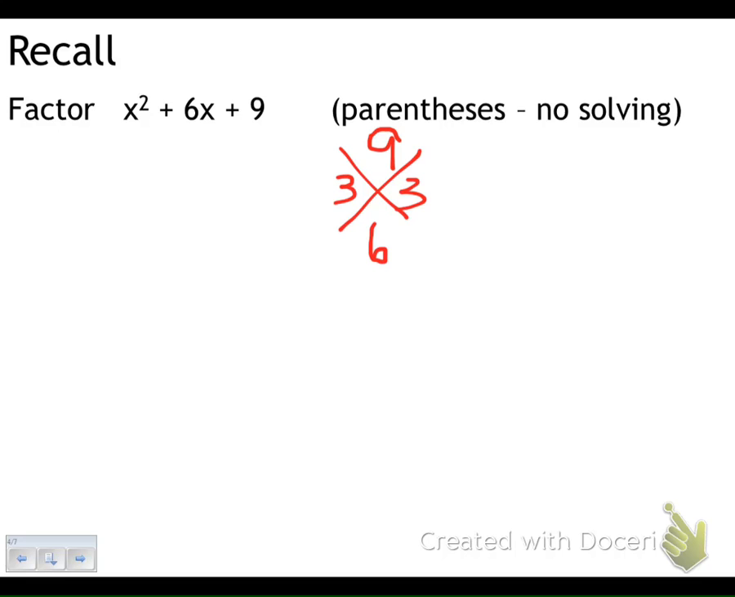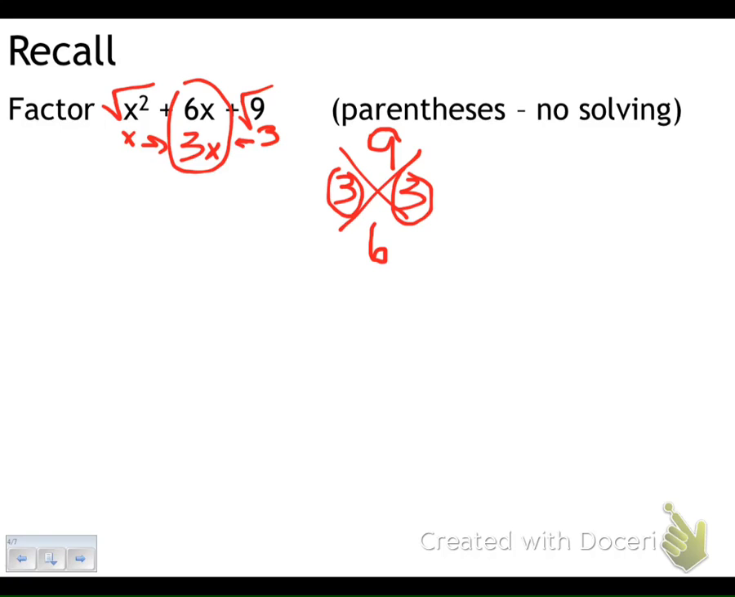Right? Another way you could have found this is by simply understanding that these are perfect squares. I can take the square root of x squared, and I can take the square root of 9. The square root of x squared is a simple x. The square root of 9 is a simple 3. Right? Remember what I said before, if we multiply the 2 together and we get our 3x, that's going to be half of the middle term, right? So half of 6x is 3x. So we know this is going to work.